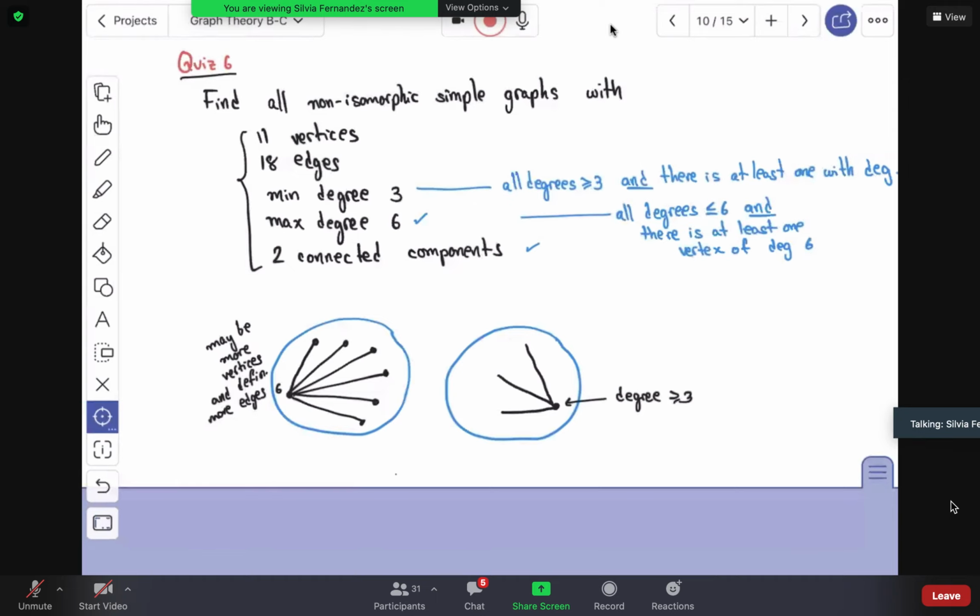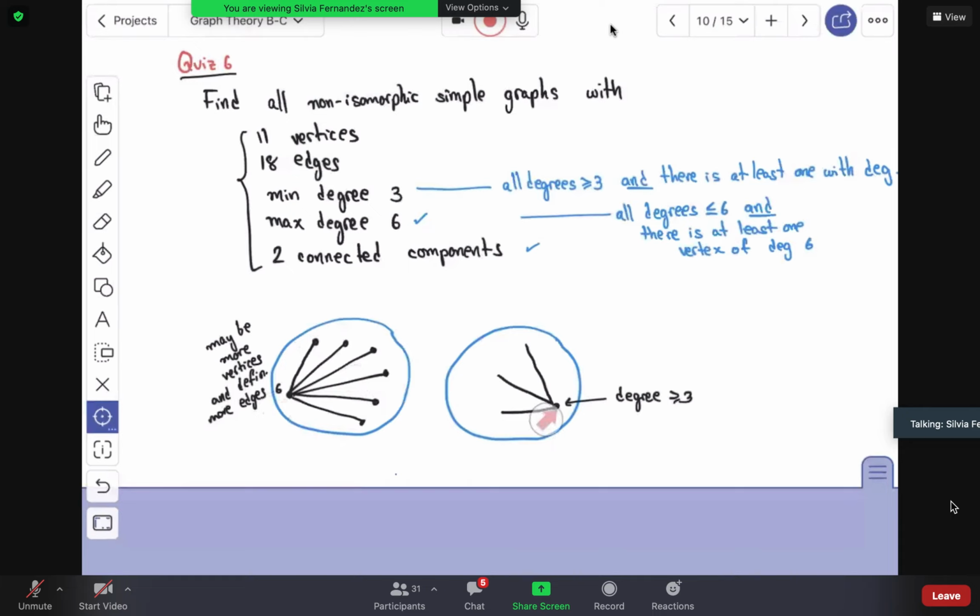So I have the two components. I need to have a vertex of degree 6 someplace. So I just put it in one of them arbitrarily. It doesn't matter. I didn't lose any generality. So here I have one. I drew the 6 edges. And then I know that there must be at least one vertex in the other component. So I added that.